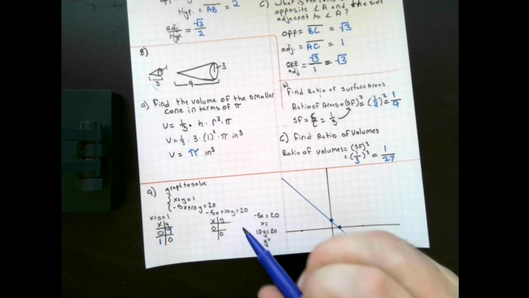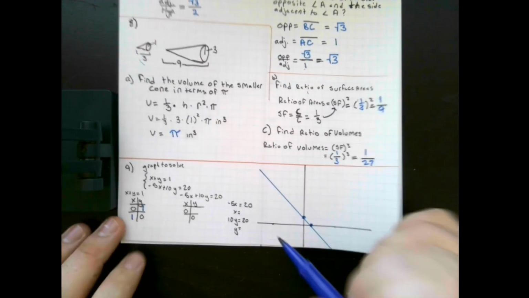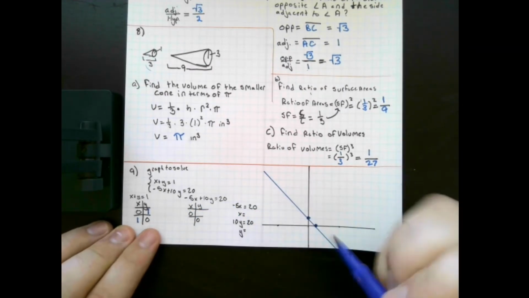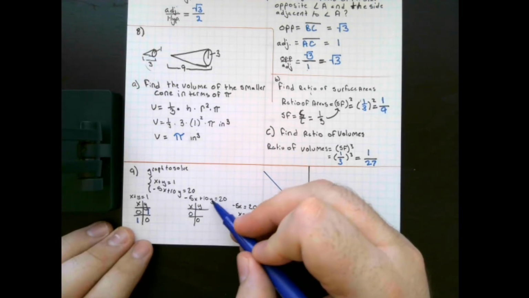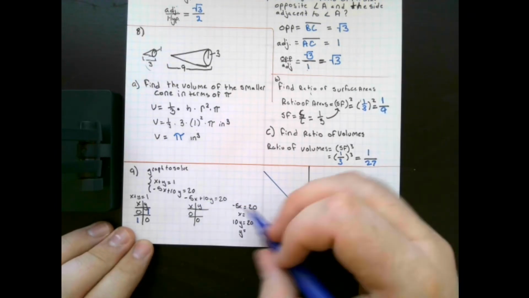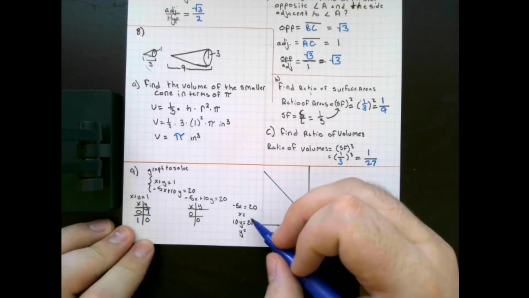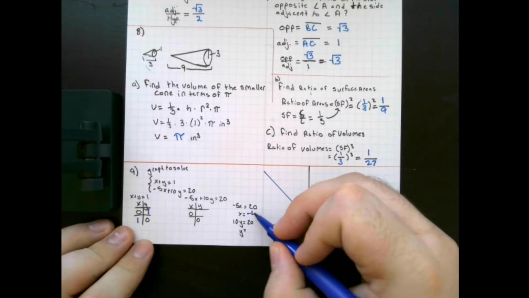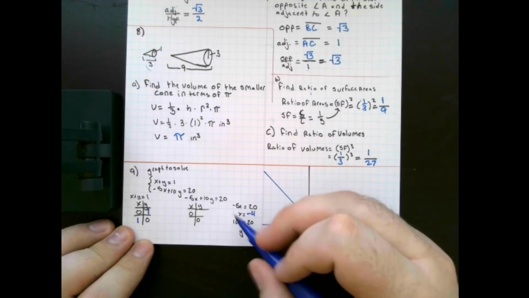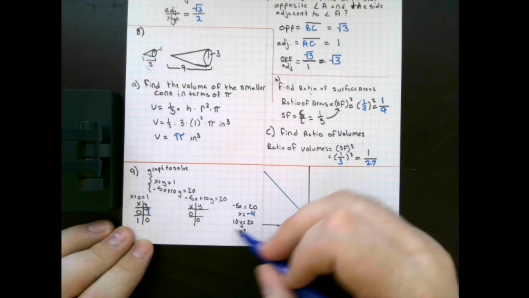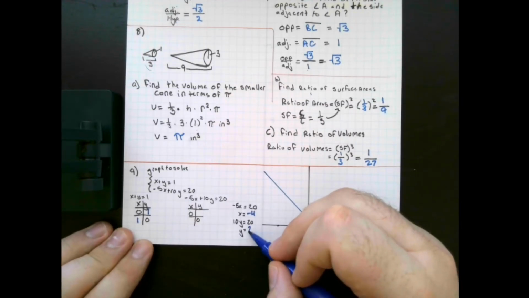And then for this next line, we're going to have negative 5x plus 10y equals 20. If we replace y with 0, 10 times 0 is 0, so we're going to have negative 5x equals 20. If we divide both sides by negative 5, x will equal negative 4. If we replace x with 0, we'll have 10y equals 20. If we divide both sides by 10, y will equal 2.